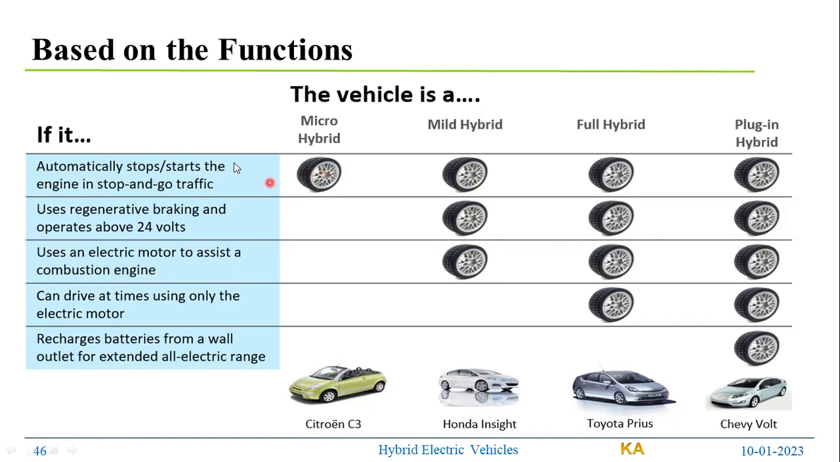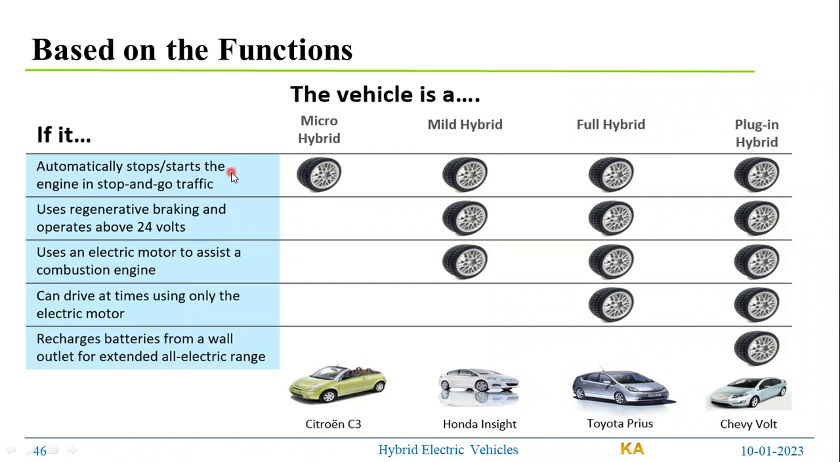Here the five features have been listed. The first one: if the vehicle has only the start-stop function, the engine stopping and going in traffic, and this is the only feature apart from your regular conventional features, then the vehicle is classified as a micro hybrid platform. Currently, the old Citroen is classified as a micro hybrid vehicle.